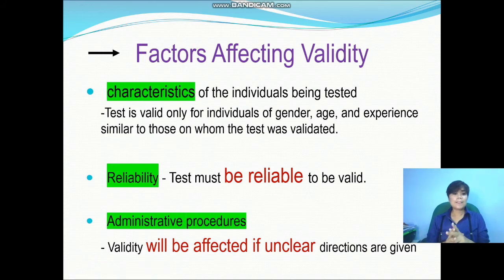Okay. And the second one, reliability. The test must be reliable to be valid. The more reliable it is, the more valid it is. There is a correlation between reliability and validity. If the test is not reliable at all, it means that it is not valid. The results produced are not valid. Okay? The procedure that you give to your testee must be very clear. If not, the validity will be affected.